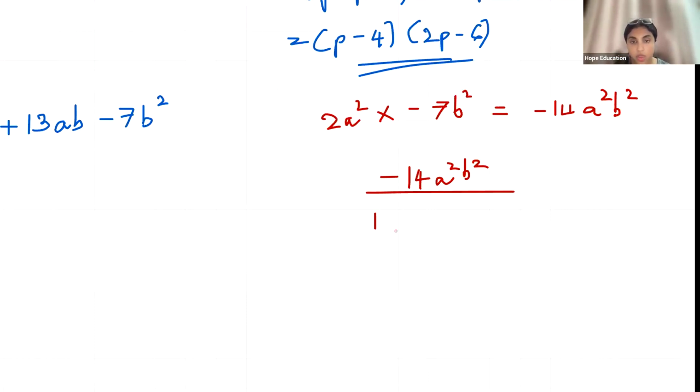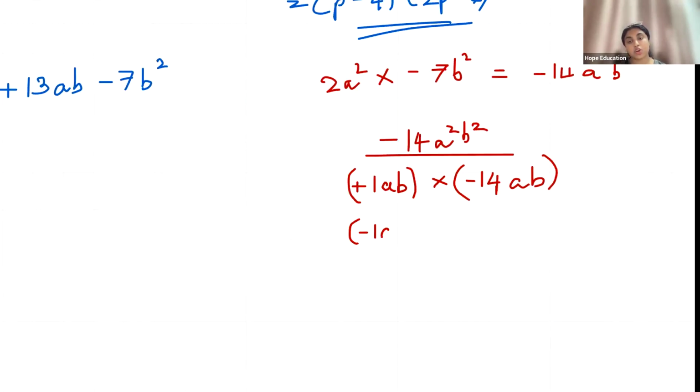From a squared, one a goes here, another a goes here. From b squared, one b goes here, the other b goes here. So minus 1ab multiplied by plus 14ab. 1 times 14 is 14, plus times minus is minus. ab multiplied by ab is a squared b squared. So that's all good. Minus 1ab multiplied by plus 14ab. That's one way.